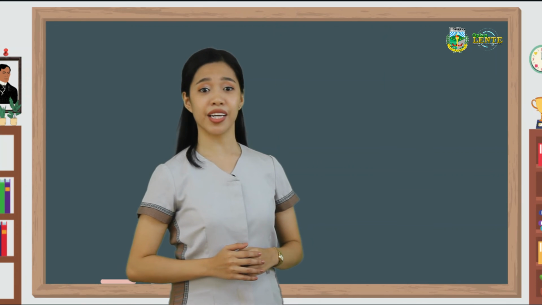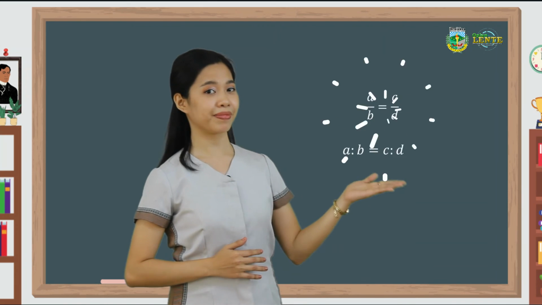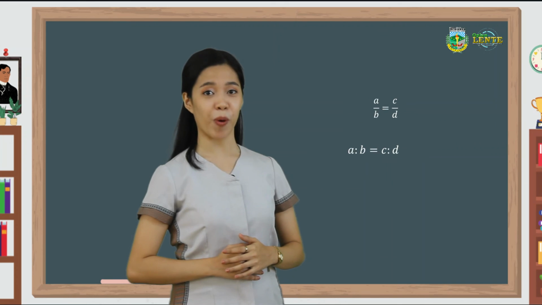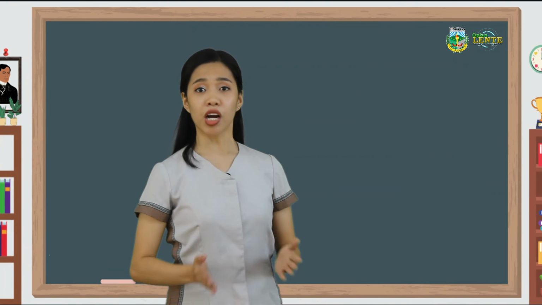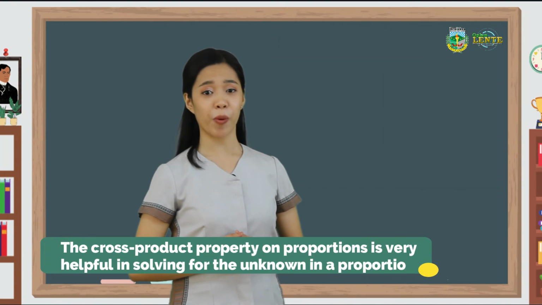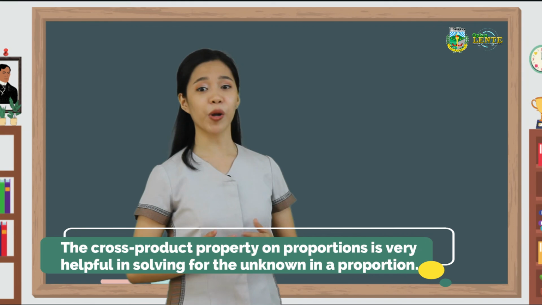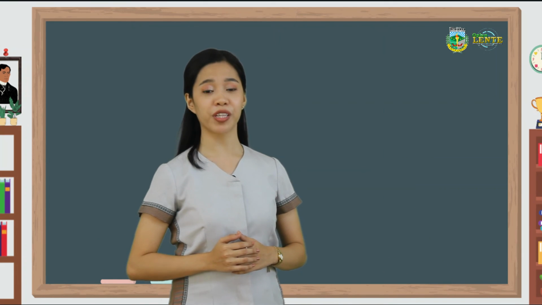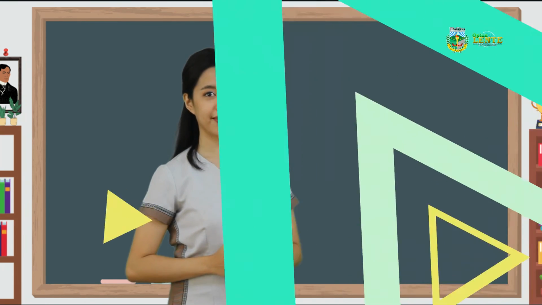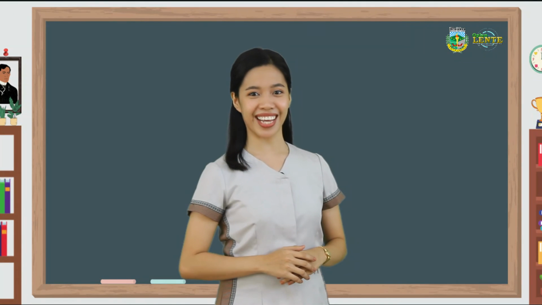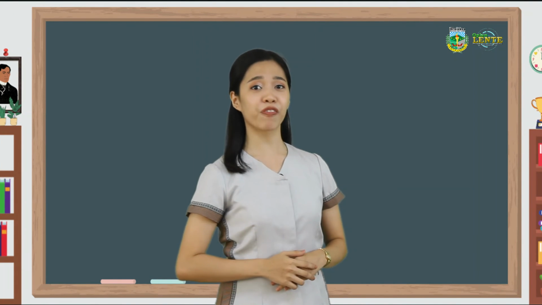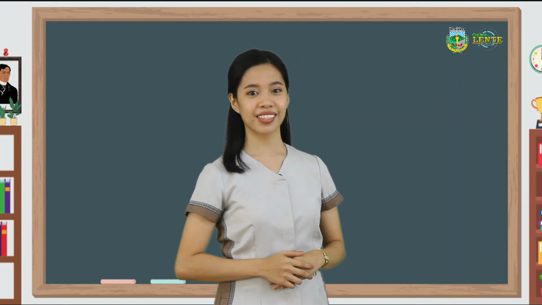We can use either of the notations in finding an unknown in a proportion. The cross-product property on proportion, along with the other properties of equality, is very helpful in solving for the unknown in a proportion. Very good, grade 9 students! Hope that you will apply what you have learned about proportion.